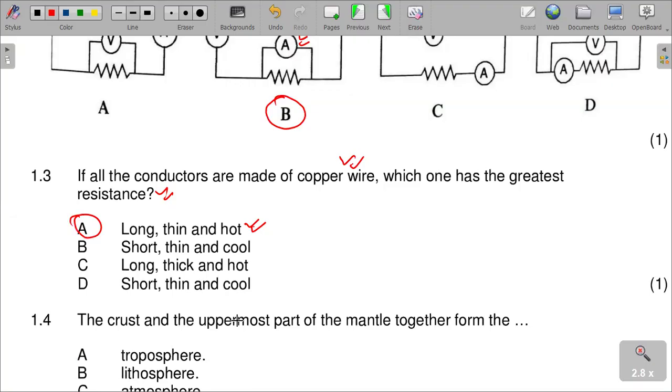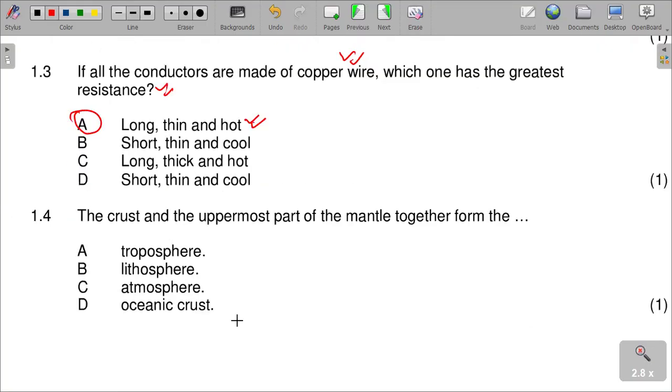And then, the crust and the uppermost part of the mantle together form the dash. It is forming the lithosphere. I'm sure you remember that on this question, you always need to understand the representation of the various spheres. The lithosphere is made up of the crust and the uppermost part of the mantle together; they form the lithosphere, which is number B. Are we together there?